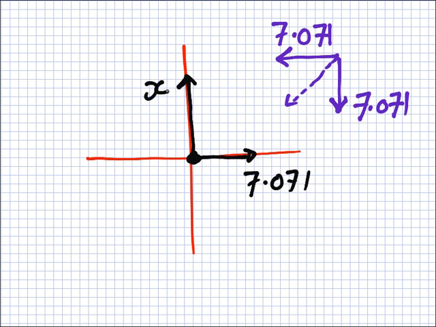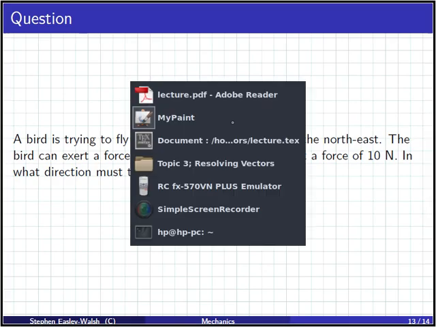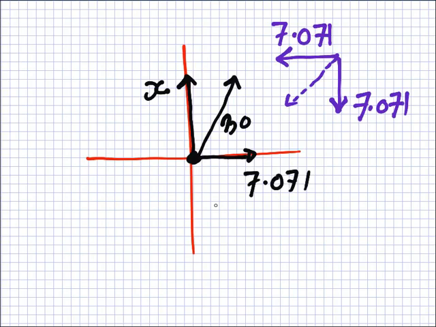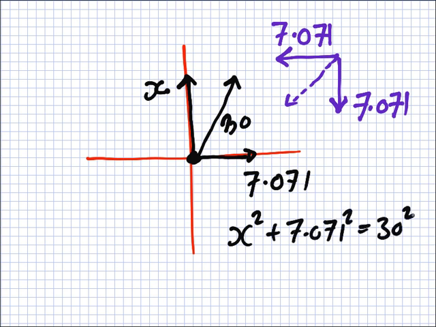But we don't know how much he can put to the north. But what we do know is that the magnitude should be 30. So by using Pythagoras, we can say x squared plus 7.071 squared must equal 30 squared. What's the x? 29.15.